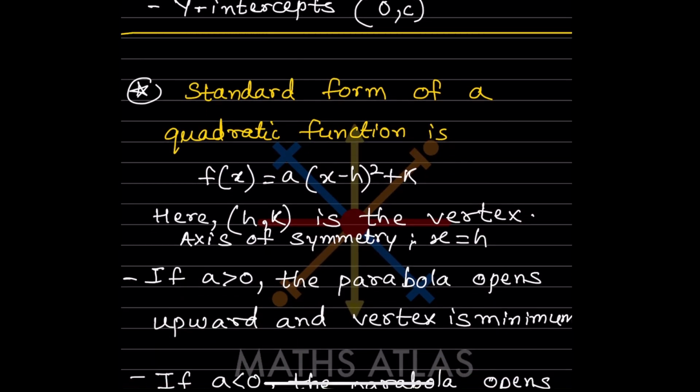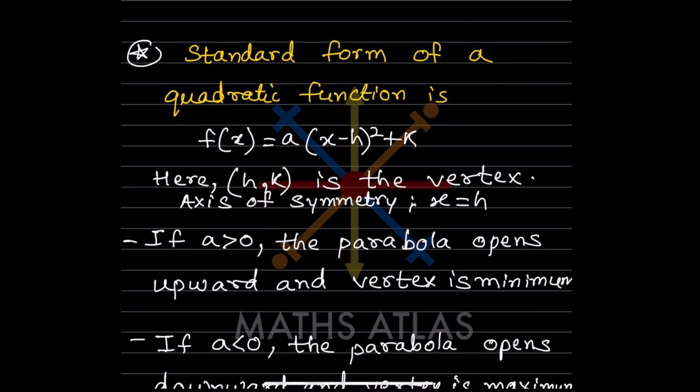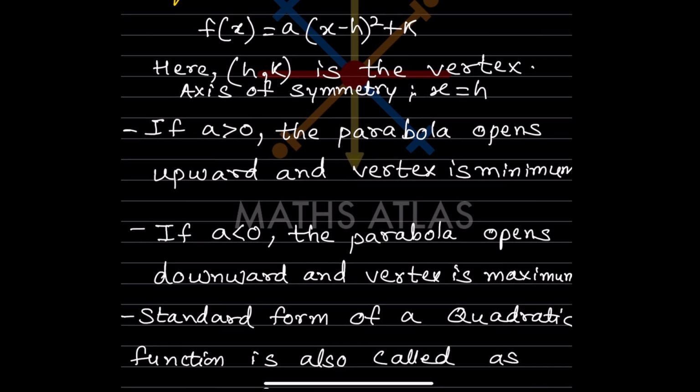Now this was about the general form. Now let us see the standard form. So for the standard form of a quadratic function, f of x is a times x minus h whole bracket square plus k. See this h and this k. So these are the points of the vertex. So here we can say h, k is the vertex and axis of symmetry, that is x is h.